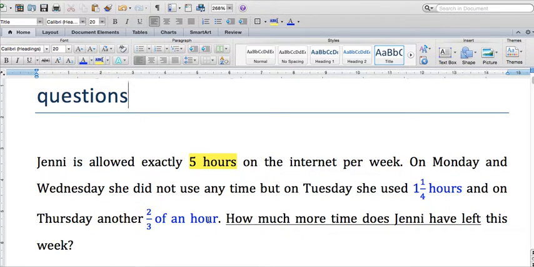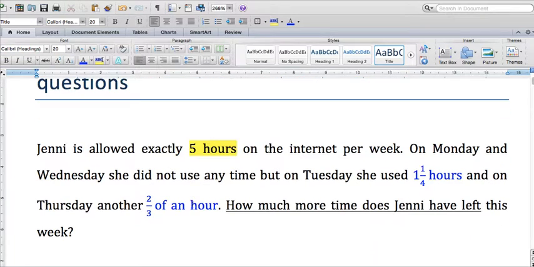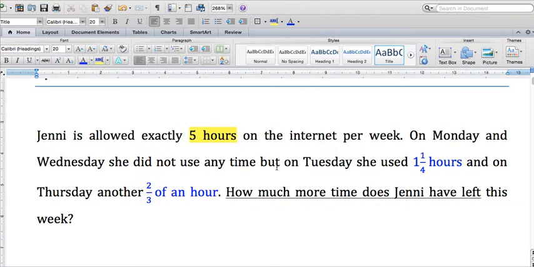So I've coloured and underlined and highlighted certain facts already. Jenny is allowed 5 hours on the internet per week. She's used up 1¼ plus 2/3 of an hour. The question also then says, how much more time does Jenny have left this week? So we need to find a leftover. We need to add the blue components, the 1¼ hours and the 2/3 of an hour, and we need to take that away from this 5 hours so we can have how much time Jenny has left.